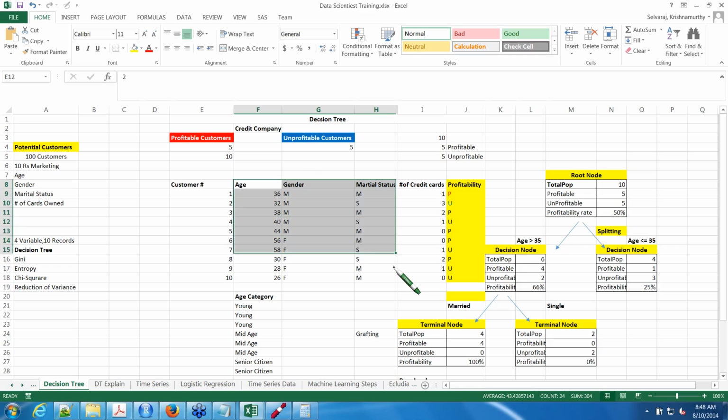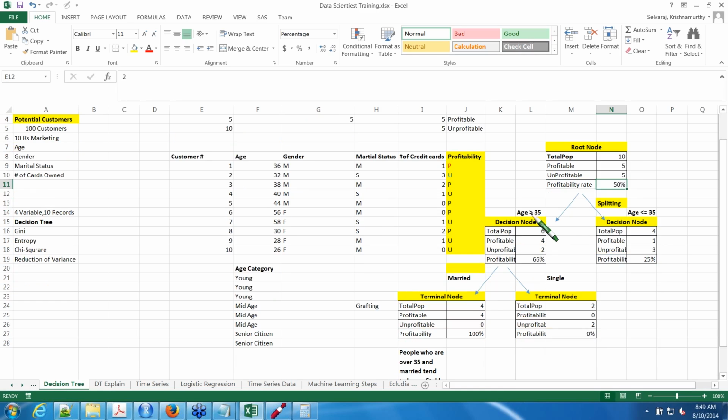So out of this data set, a total of 5 customers are profitable and 5 customers are unprofitable. So what is the profitability ratio? 50%. Out of 10, 5 are profitable and 5 are not profitable. So 50% of customers are profitable.